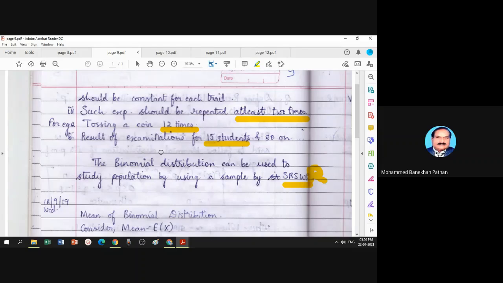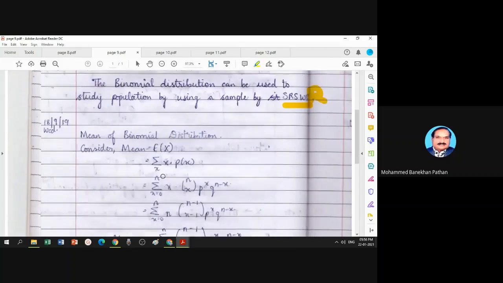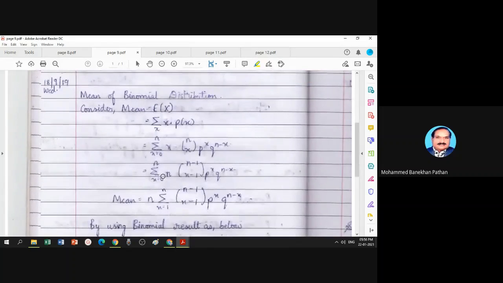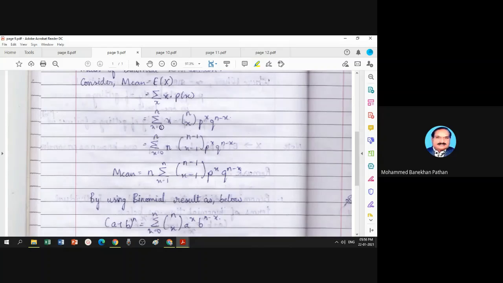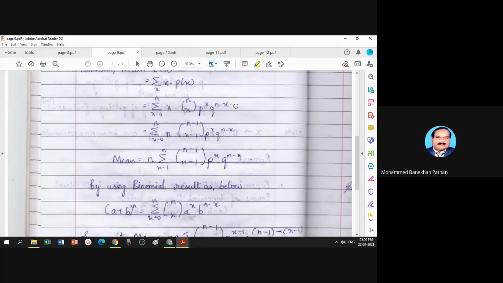Let us see now how to derive the mean of binomial, and the variance of binomial. Mean of binomial distribution equals, as per definition, the expected value of x, written as summation of x times p(x), x takes values 0 to n, x multiplied by p(x), that is n choose x, p raised to x, q raised to n minus x. Now you can see and compare these 2 steps.